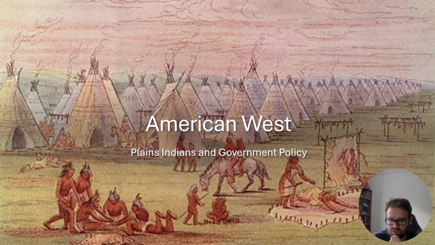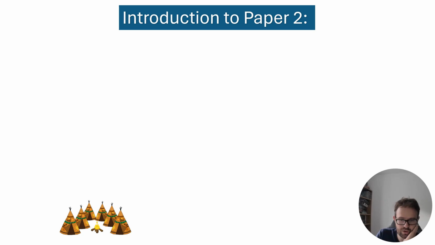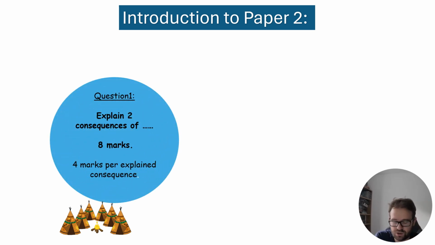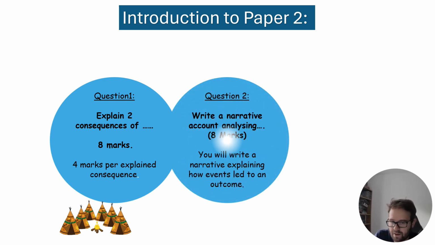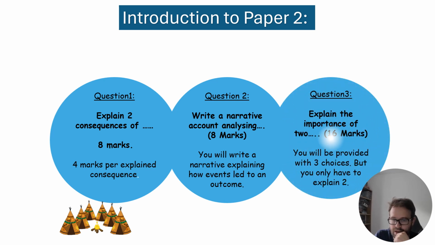First one's going to be based on Plains Indians and government policy, so it's going to go more in chronological order here. All right. Okay, just again, quick introduction. You know the questions for this. You explain two consequences, use P paragraphs for this. A narrative account, the story that links, and the importance of question.